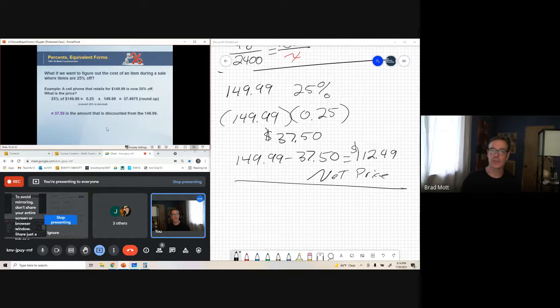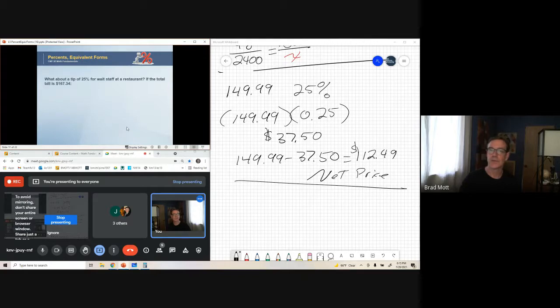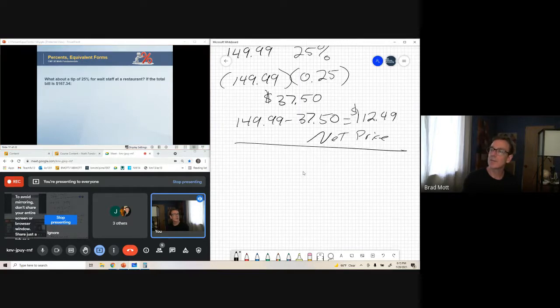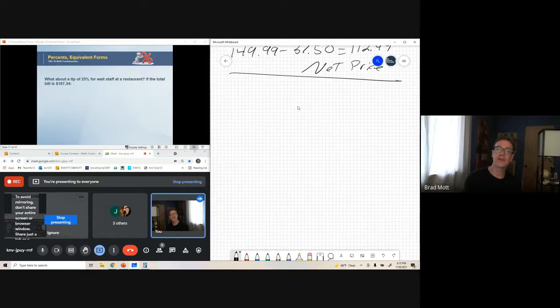Round up. So $112.49 is the price of the cell phone. Okay. On the other hand, sometimes you do not need the net price. For instance, if you are calculating a tip, a 25% tip on a bill of $167.34. Once again, I'm going to convert 25% into 0.25.